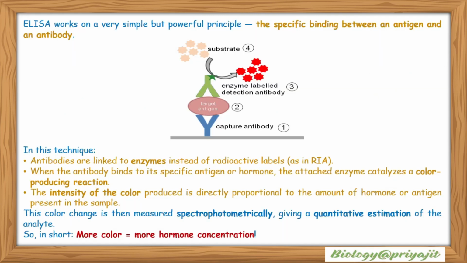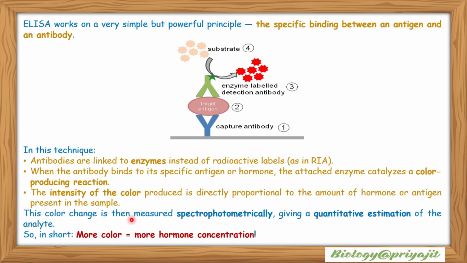clear way. ELISA basically works on a very simple but powerful principle, the specific binding between an antigen and antibody. This is the image showing the binding of antigen and antibody. In this technique, antibodies are linked to enzymes instead of radioactive labels, as in radioimmunoassay. When the antibodies bind to their specific antigen or hormone, the attached enzyme catalyzes a color producing reaction. The intensity of the color produced is directly proportional to the amount of hormone or antigen present in the sample.